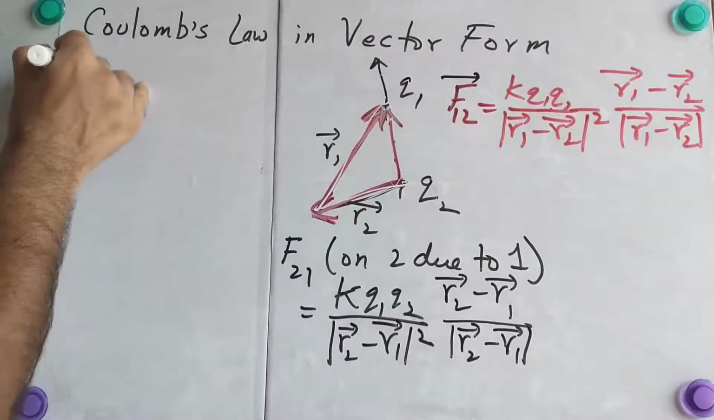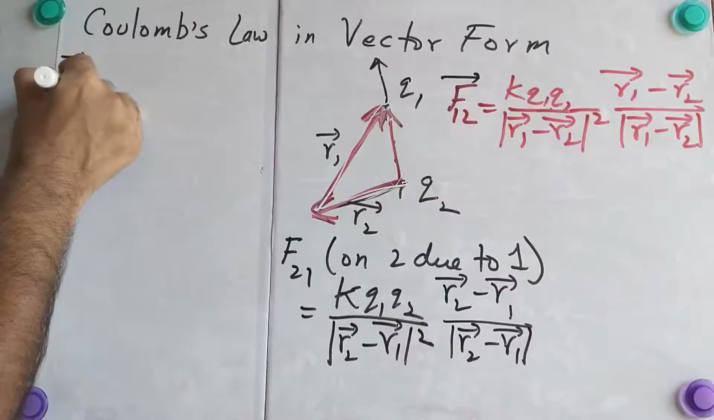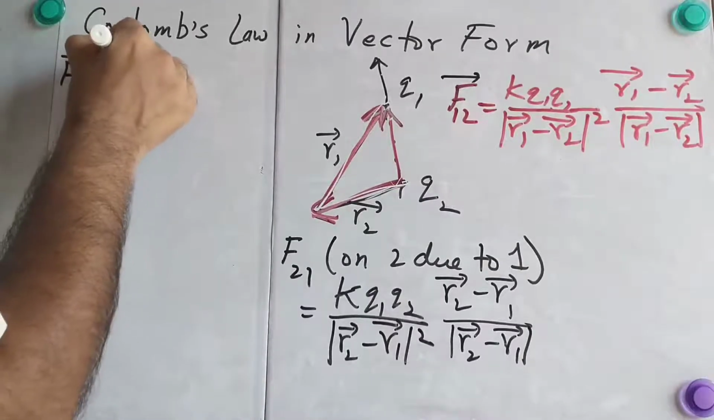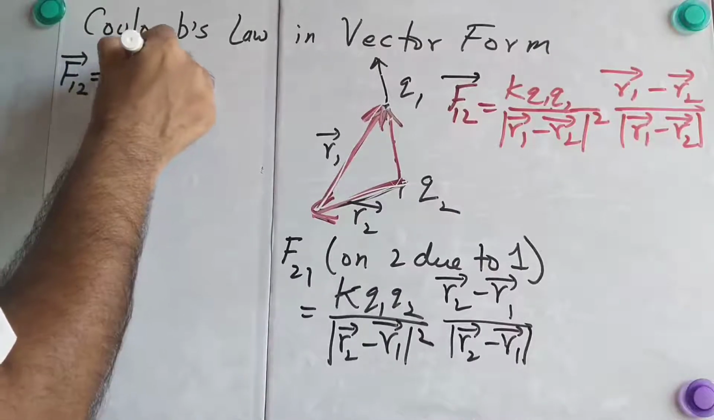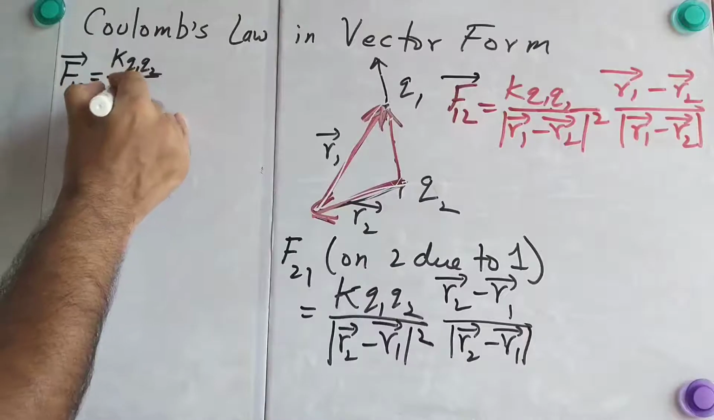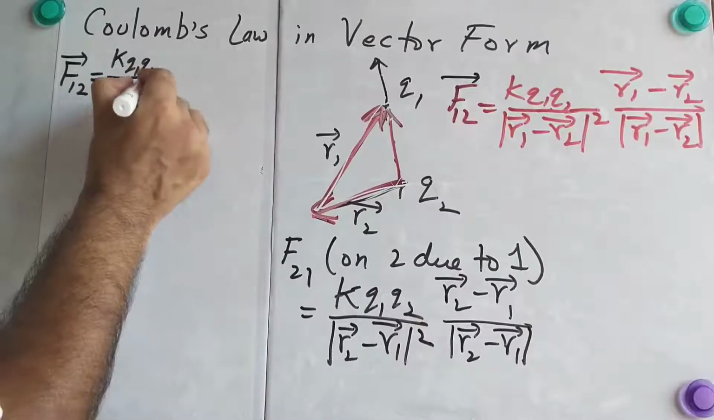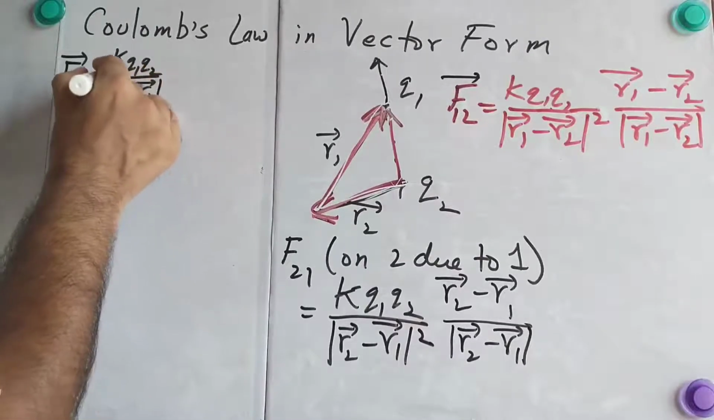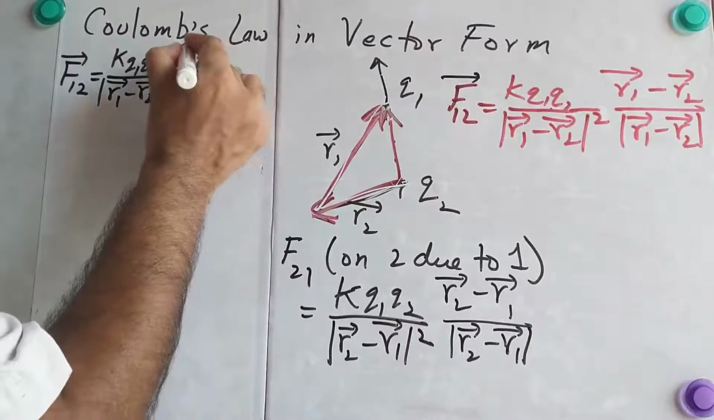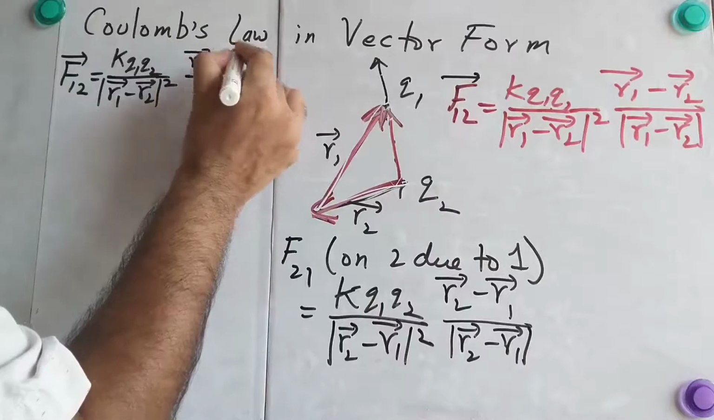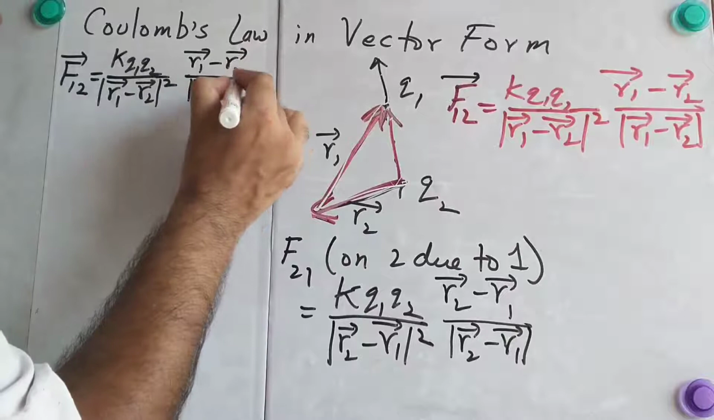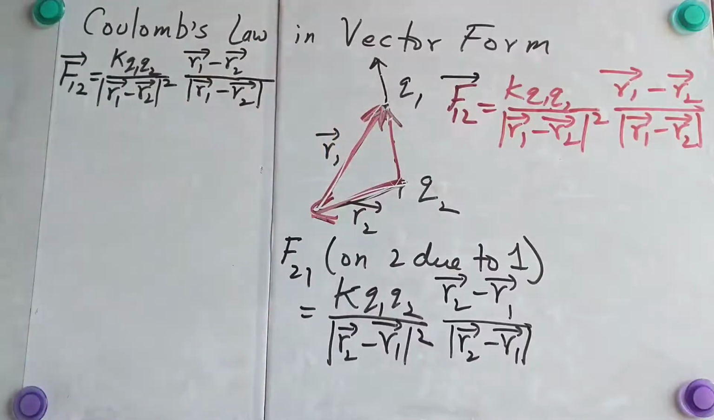Force on 1 by 2 will be equal to K Q1 Q2. Write these vectors in the same order. So R1 vector minus R2 vector. Then we can put a square if you want, and then multiply by the unit vector in that direction, and this gives us the force on 1 by 2.